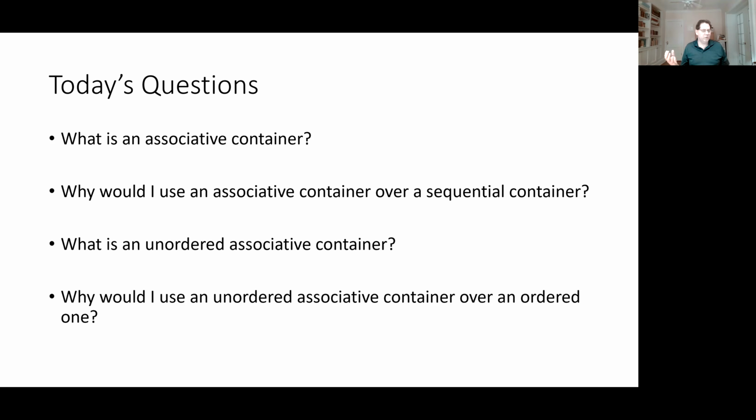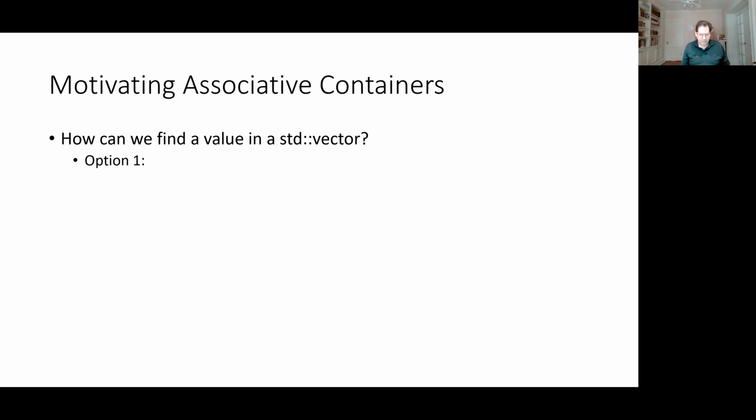Vector and list are called sequential containers. It means they have an ordering. There's stuff in index 0, 1, 2, 3 in a vector, and in a list you can iterate through and things come out in the order you put them in the list. So those are called sequential containers. An associative container works a bit differently, and I'll show you what that is in a minute. So what are they? Why would you use them?